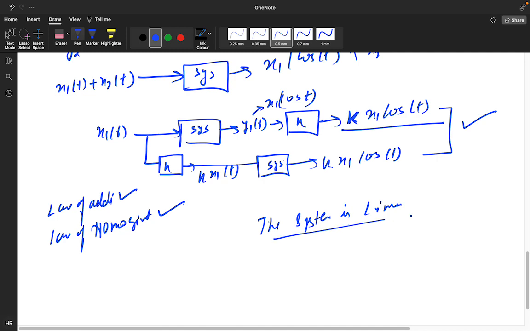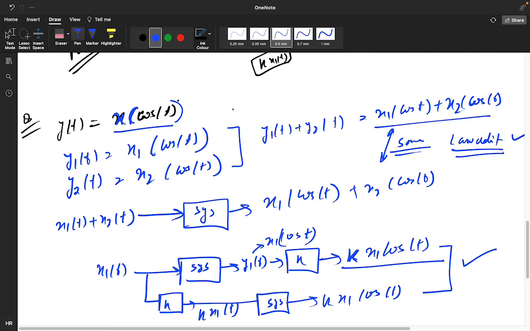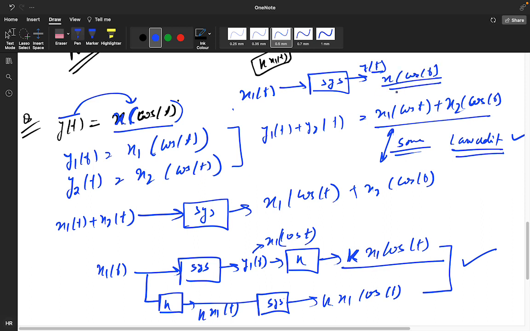See, this is my y of t and this is the output I am getting. I am putting x1 of t into a particular system. The system gives me some output, putting cos t in place of t, so x of cos t I am getting. For checking the law of additivity, I have given one input x1 of t and another input x2 of t.